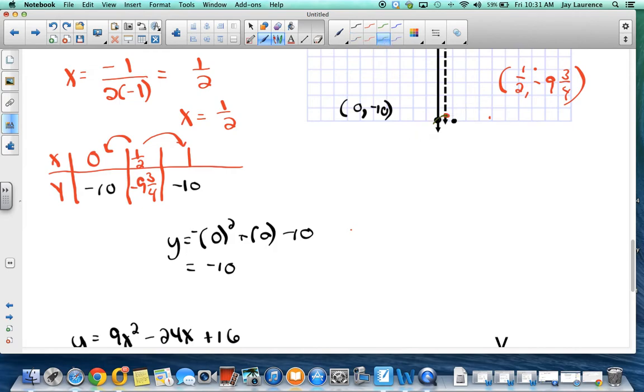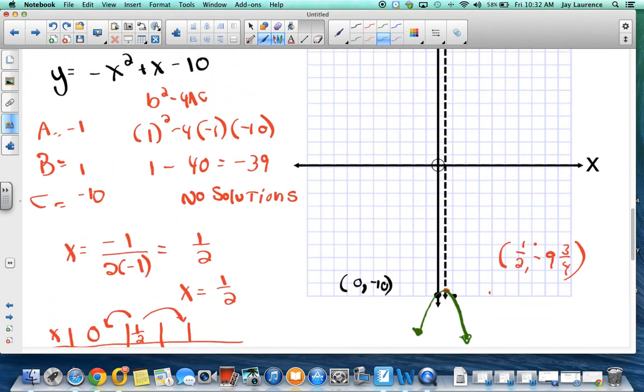All right, so my parabola is going to open downward. Can you figure out why it's going to open downward? I knew ahead of time. I knew because a was negative. A was less than 0, so therefore my parabola opens downward. It has no solutions, it's not going to cross the x-axis.